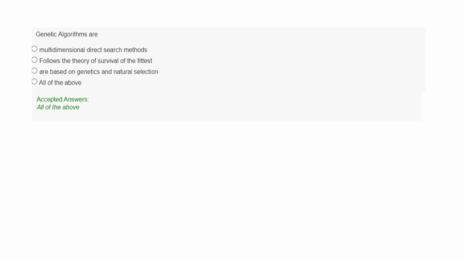Okay. The question is about genetic algorithms. They are multidimensional direct search methods, which is very true. It follows the survival of the fittest theory. Yeah, it follows Darwin's theory of natural selection and survival of the fittest, and is based on genetics and natural selection, obviously. So all of them are correct, self-explanatory. Let's move on to the next one.